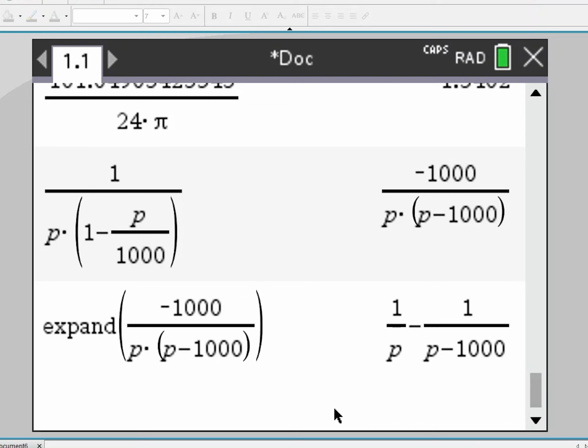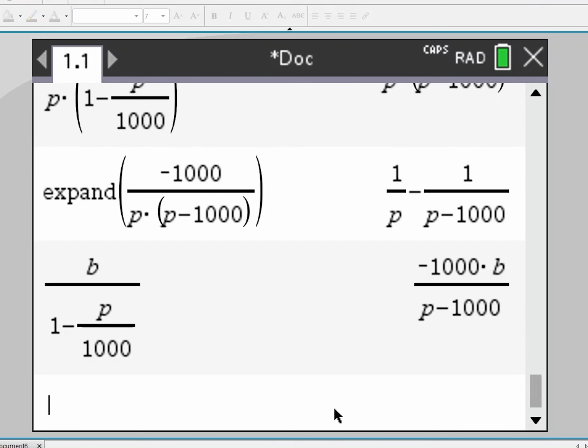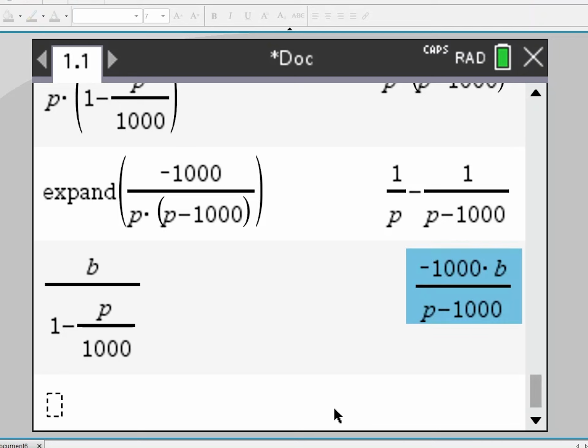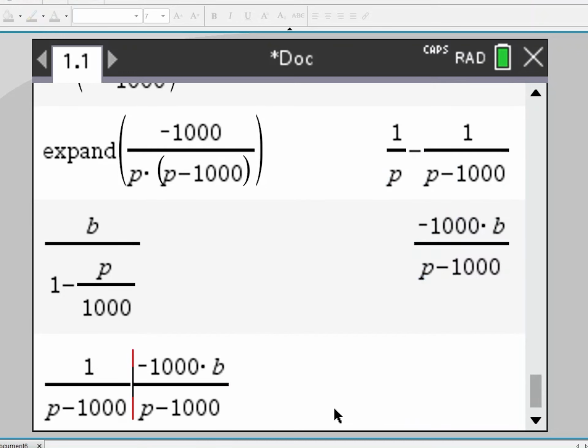So we know that a is going to be 1, and b, okay, so it doesn't quite match this form. So what happens if I just put, maybe I can just do b divided by 1 minus p over 1000, and I get this. And this and this are very similar, as you can see.